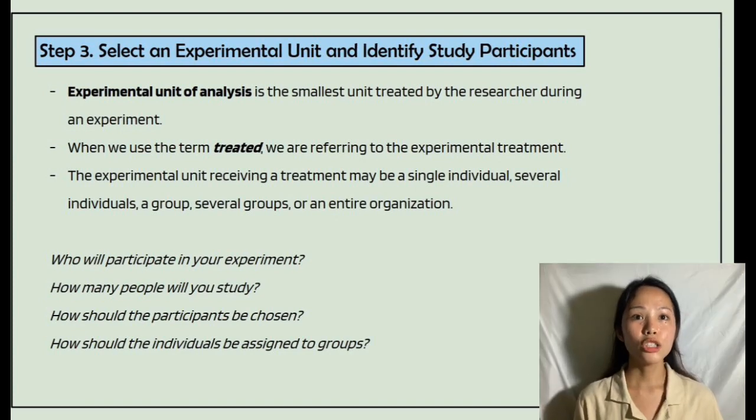Next is, how should the participants be chosen? Possibly, you should randomly select individuals for the experiment from the study population so that inferences can be made from the results to the population.